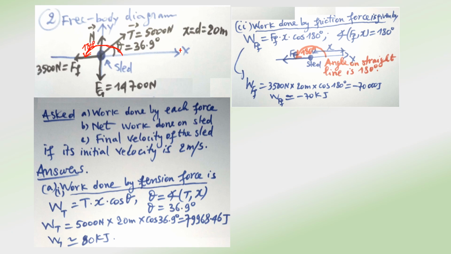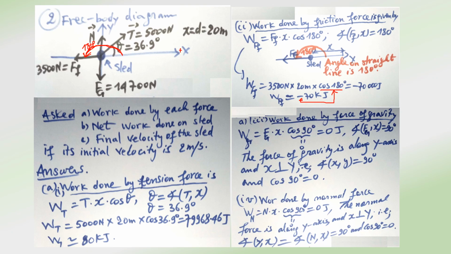Then it's the reason why here we take the work done by the friction force, which is equal to the friction force times distance moved times cosine of 180 degrees. This cosine of 180 degrees is equal to -1. And this work done by the friction force is exactly minus 70 kilojoules. This negative sign comes from cosine of 180 degrees.